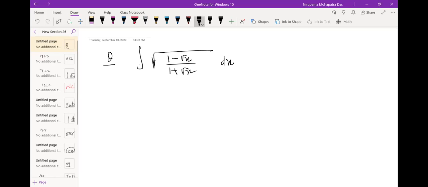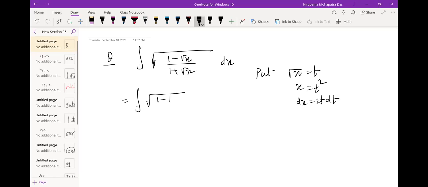So if I write here, put under root x equal to t, means x equal to t square. So dx equal to 2t dt. So you are having square root of 1 minus t by 1 plus t, now 2t dt. Is it clear? So you are getting like this.